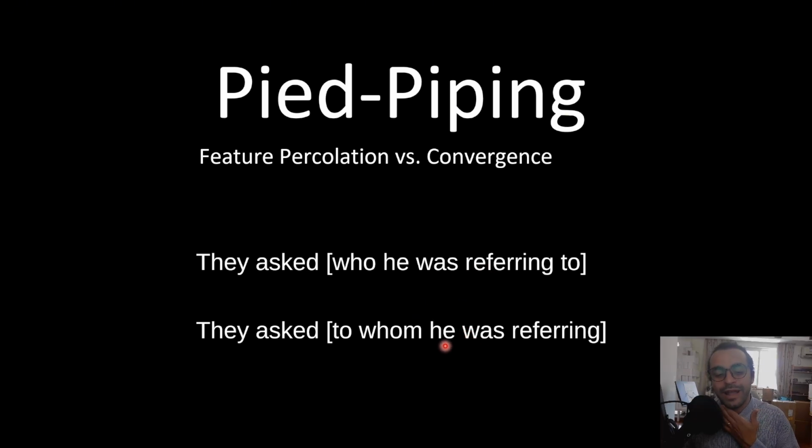Pied piping, on the other hand, is what we can see in the second example here. They asked to whom he was referring. This sentence is more formal and used in formal English, and this time whom obviously originates here, but then it's been moved. But not only did it move, it moved to with it. So to, the preposition, has been pied piped, following whom when the movement happened. Why does this happen, and what are the rules that govern this sort of movement? This is what we're going to find out in this video.